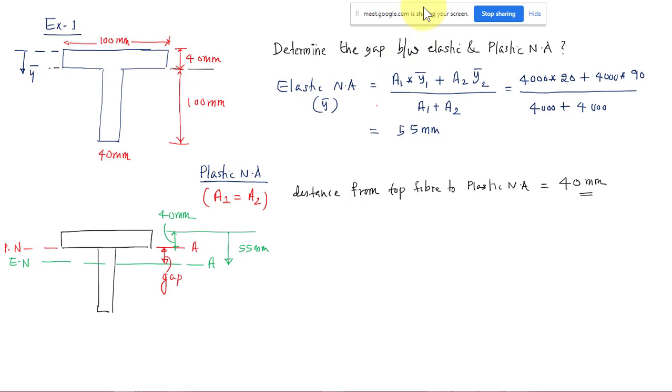Okay, so we'll take another one, the same T-beam. This means you take a T-beam only but with different dimensions, so that you can work out how to locate the plastic neutral axis. Like example 2. So I will take a different value.